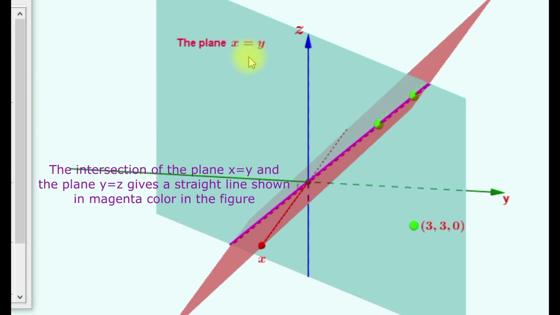The intersection of the plane x equals y and the plane y equals z gives a line and that is indicated by the magenta color.